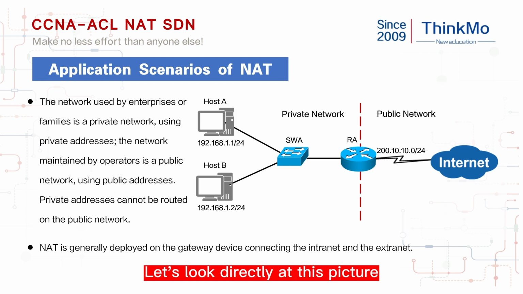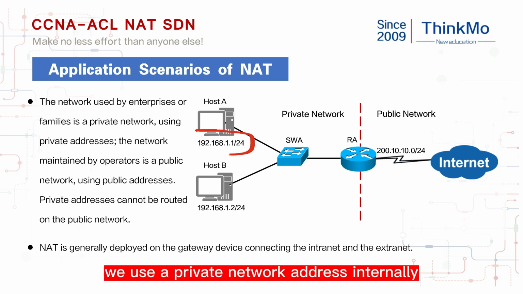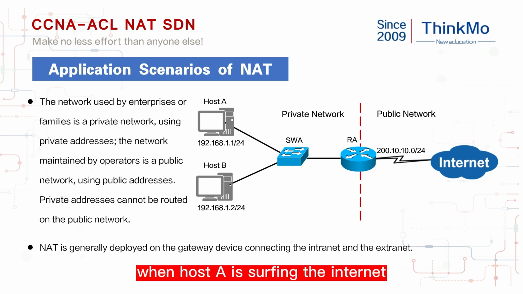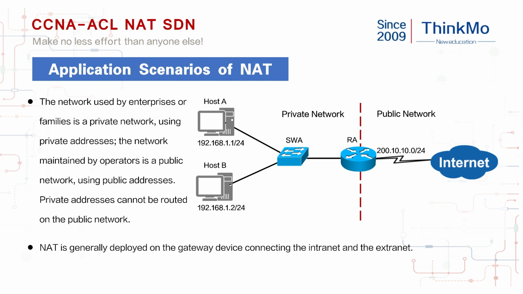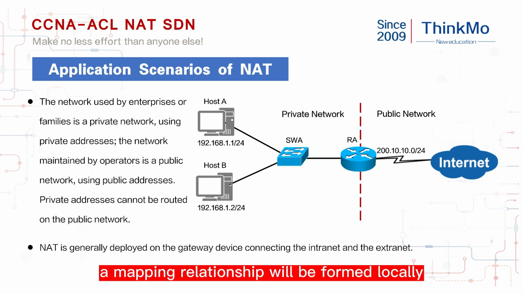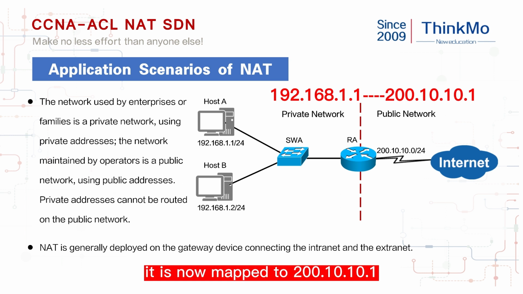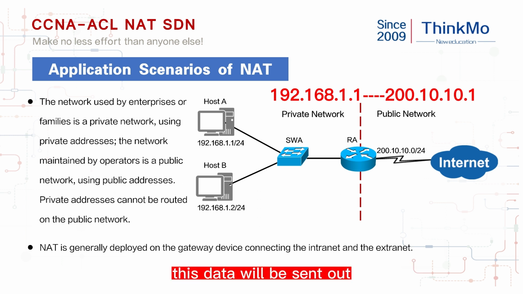Let's look directly at this picture. This is a public network. Here is a 200 network segment, which is a public address. We use private network addresses internally. When host A is surfing the internet, it passes through such a device here. When the data is sent out, a mapping relationship will be formed locally. For example, 192.168.1.1 is now mapped to 200.10.10.1. Let's say this is its address. After forming the mapping relationship, this data will be sent out.